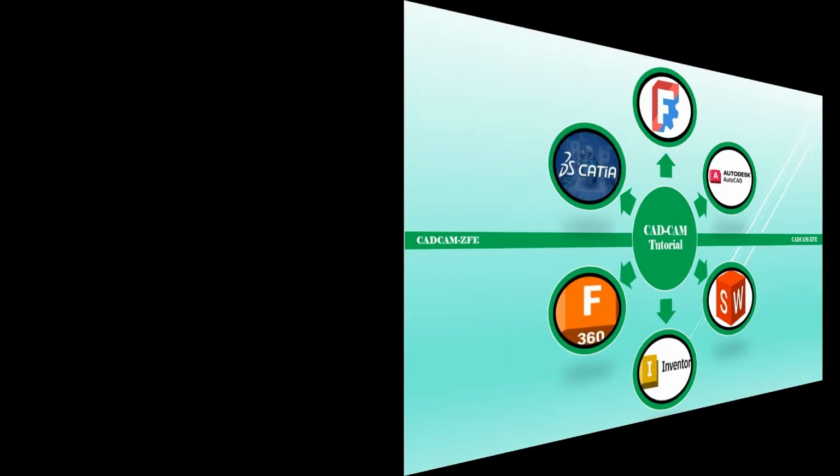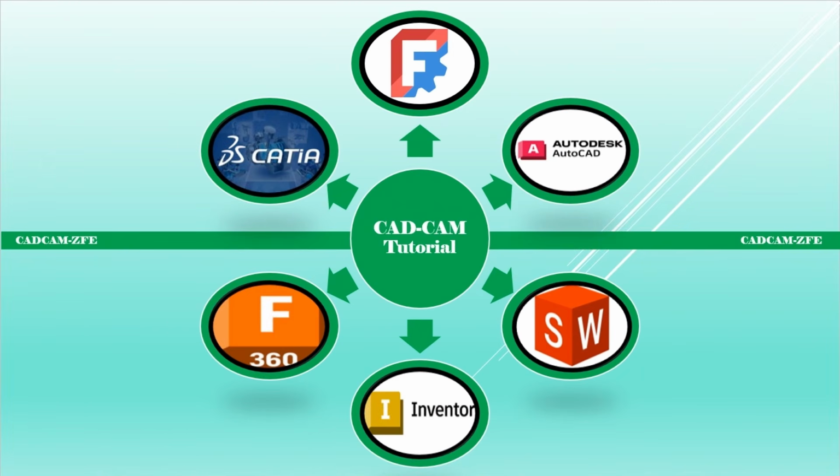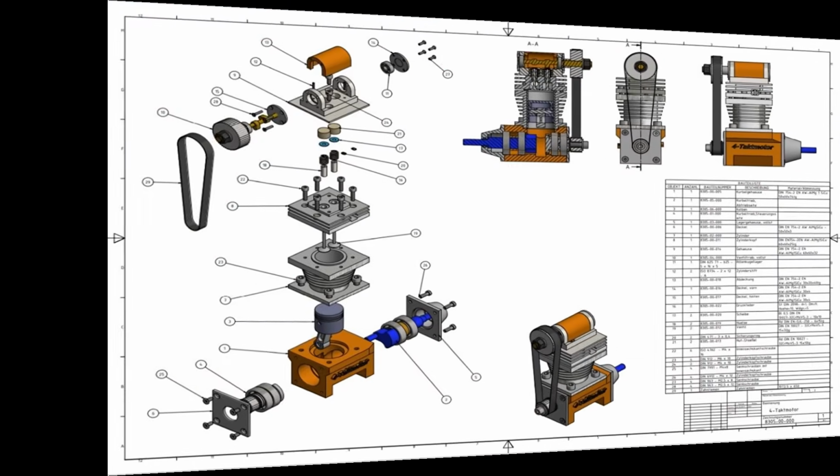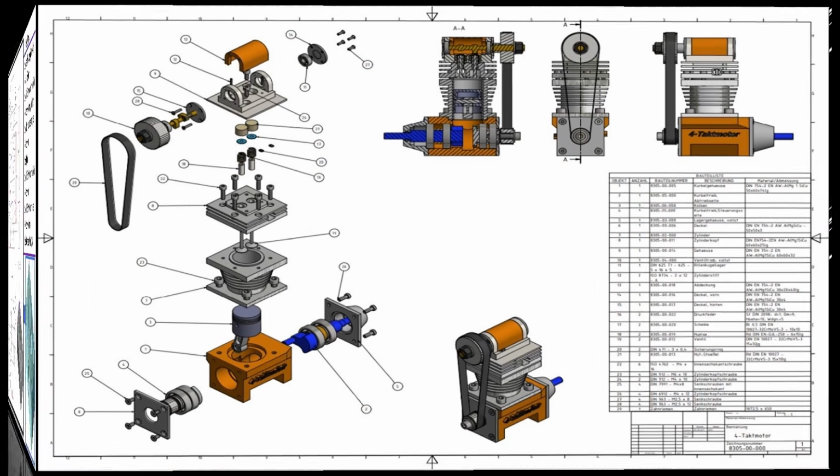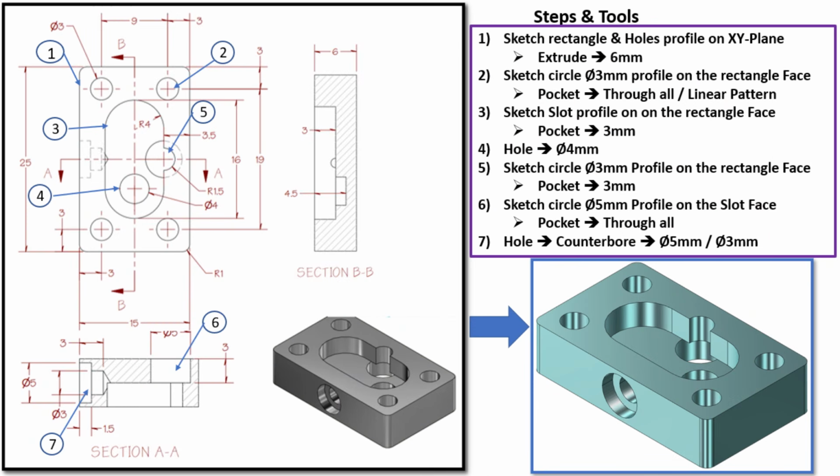Today I will show you how to create a 3D model from the existing 2D drawing with the help of FreeCAD tools like Extrude, Linear Pattern, and Pocket. As you know, there are several ways or steps to create this 3D solid part. Here you find the steps and the tools that I used to convert this 2D drawing into 3D solid part.